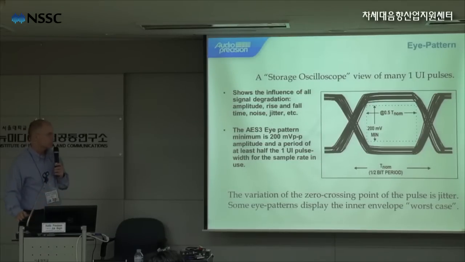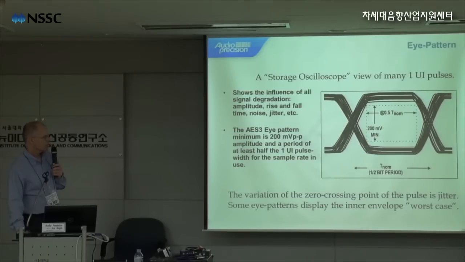Now, if you look at the physical layer signal on a high-speed storage oscilloscope, you get this view, which is called an eye pattern. You can see here we have 1/2 of a bit period, and the minimum voltage here is 200 millivolts. This shows the influence of all the signal degradation: amplitude, rise and fall time, noise and jitter, etc. The AES-3 eye pattern minimum is 200 millivolts peak to peak amplitude and a period of at least half the 1 UI pulse width for the sample rate in use.